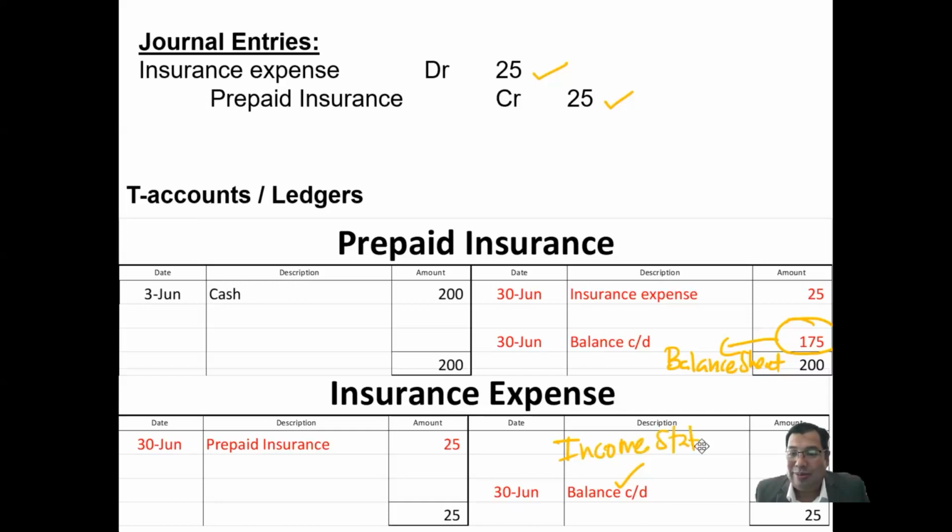If you don't do the adjustment, all the 200 will go to the balance sheet, which is wrong. 25 should go to the income statement as insurance expense, and the balance of prepaid insurance in the balance sheet should not be 200. It should be 175.